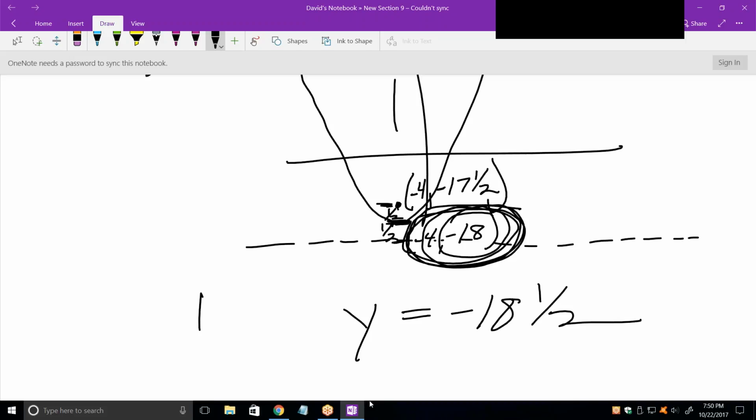So that's the directrix. Remember that your equation for a directrix is always a straight line. It's always the equation of a line, whereas the focus is just a point. The focus in this case is -4, -17.5. It's 1/2 unit above the vertex. Okay.